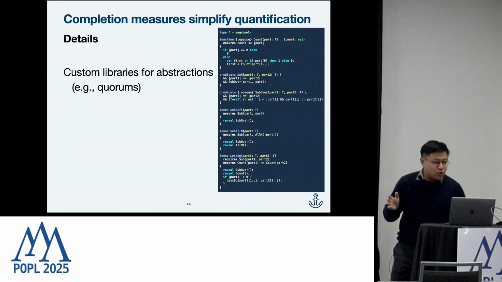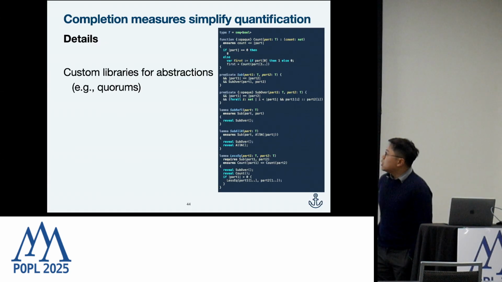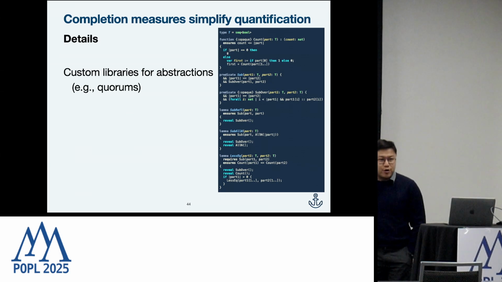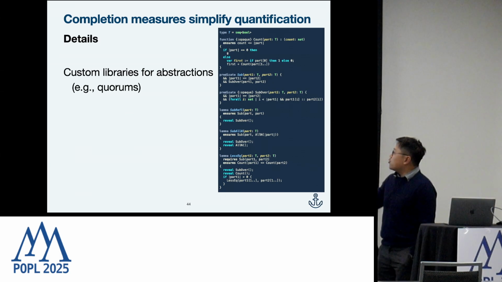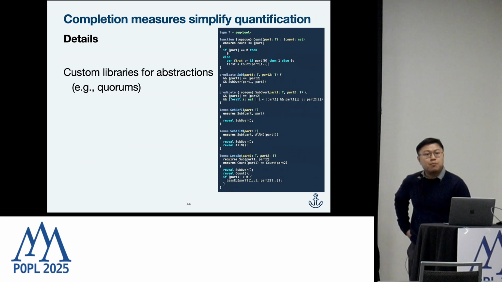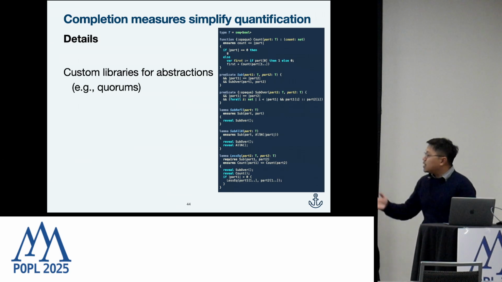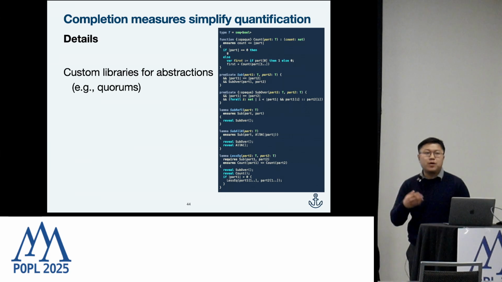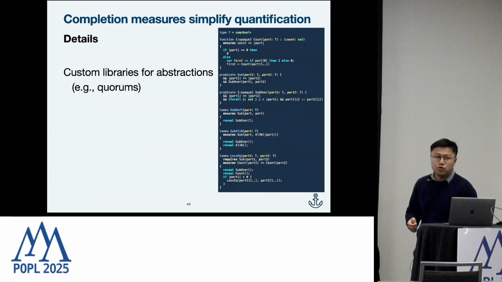There are a few additional things that are useful to us when we define our refinements. First, it's useful for us to make custom libraries for various abstractions, such as quorums. So on the right here is an expansion of our partition module. And the nice thing that this library does is it helps us prove many useful facts about partitions without having to reveal definitions that are opaque.